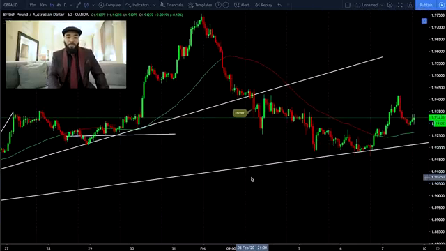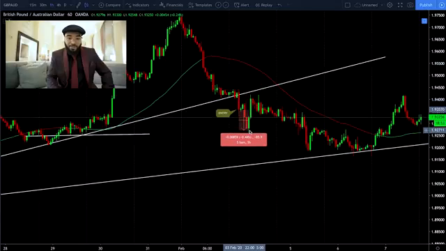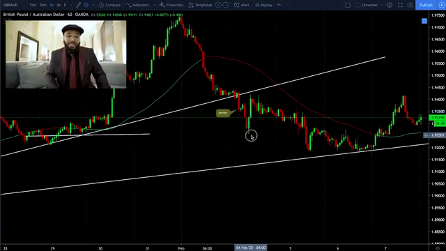There's our entry. Okay, now with a little bit of drawdown of 29 pips, we locked in 100. Not bad at all. What is that? A 1-to-3 risk to reward ratio? So I like that. And I'm taking profit.